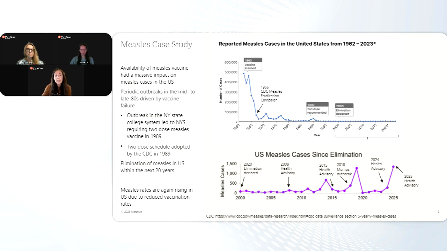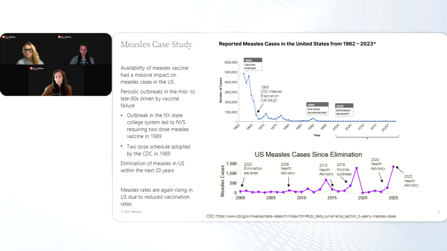We can see the immediate drop pretty much once we have a vaccine available. And you have a couple of spikes in the early 70s into the early 80s, but by the mid 80s, the rate of measles is really pretty low. In the late 80s, early 90s, there are some pretty large outbreaks, predominantly in the New York State systems, that really bring in the second dose in the vaccine schedule. And then after that, you can see things really get reduced quite a bit. We get to elimination in 2000.